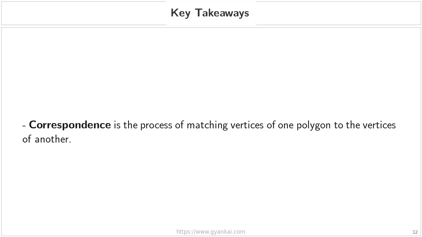Key takeaways. First, let's revisit the concept of correspondence. Remember, we cannot simply look at two shapes and guess if they are similar. Correspondence is the formal, systematic process of matching each vertex of one polygon to its specific partner in another polygon.